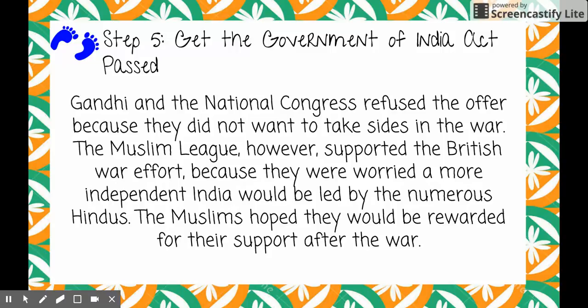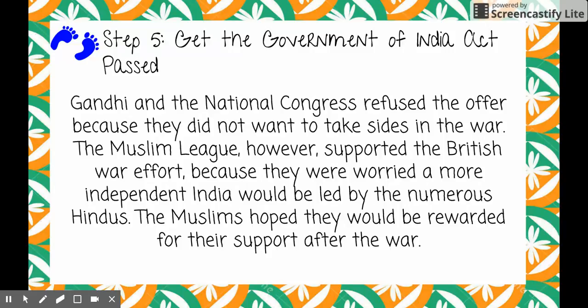Gandhi and the National Congress, remember the National Congress was the Hindu group of Indians, refused the offer because they did not want to take sides in the war. So the British said, okay, you guys can help us in World War II. We'll give you some more control. Gandhi and the National Congress refused it. They said, we're not going to take sides.